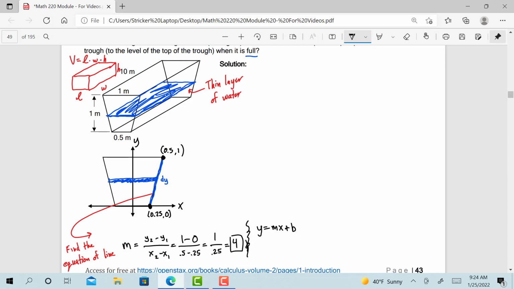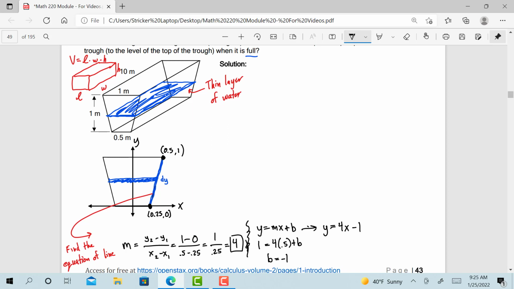I'm going to use the 0.5, 1 point, and so that means y is 1, right? Y is 1. Slope is 4, and when y is 1, x is 0.5. X is 0.5 plus b. And if you go ahead and solve that, it looks like b is going to be equal to -1. So that means the equation of our line is y equals 4x minus 1. Okay? So that's the equation of the line.